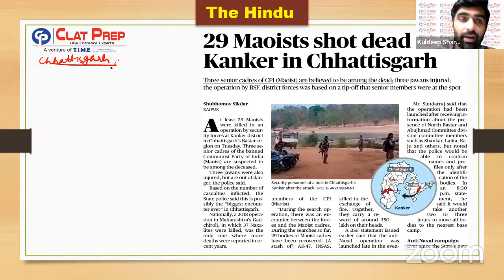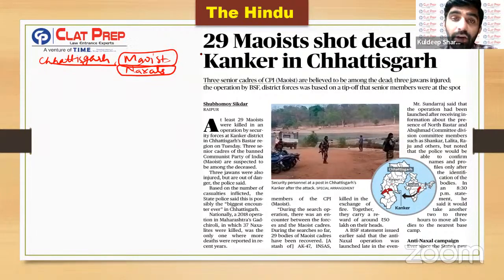So Chhattisgarh, and this operation was done against the Maoists, or Naxals, and it was a successful operation. 29 Maoists, or militants, internal militants. I don't know if it is correct to call them militants, but 29 Maoists were shot dead by the armed forces in Kanker in Chhattisgarh. So let's understand what Maoism or Naxalism, what this issue is basically.